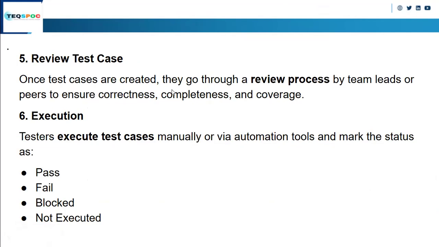After creating a test case, the test steps are reviewed by another tester. After review, the status is marked as approved. When it is approved, you start execution. If the actual result and expected result are the same, it is pass. If the actual result and expected result are not the same, it is fail. If something is blocking your test, you can mark it as blocked. If you have not started, it will automatically be in not executed status.